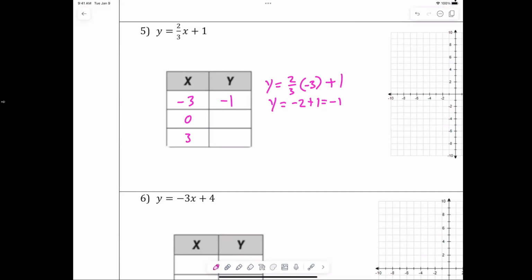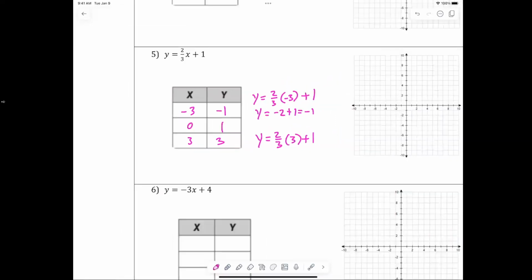I'm plugging numbers in, and you're on a calculator. Everybody good with -1? Now plug in 0. What's 2/3 times 0, plus 1? 1. Very nice. Now plug in 3. What's 2/3 of 3? 2. And then 2 plus 1 is 3.